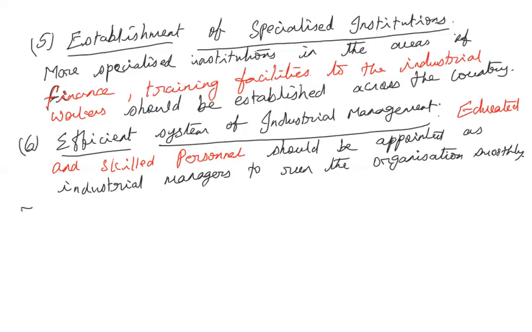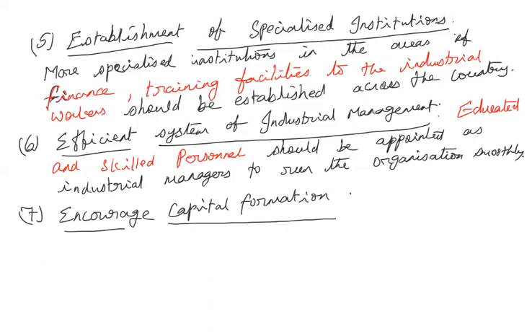And the next, encourage capital formation. Of course, this is a long way to go. In order to encourage capital formation, there should be sufficient amount of investment in the country. For the sufficient amount of investment, there should be more and more savings. In order to have more savings, the per capita income of the country should increase. Of course, it's a long way to go, but then capital formation of the country should be increased.